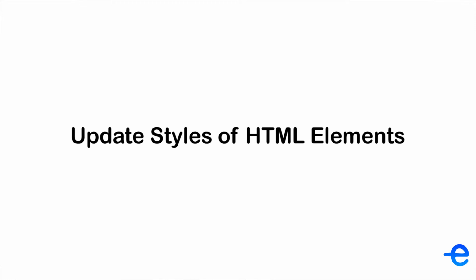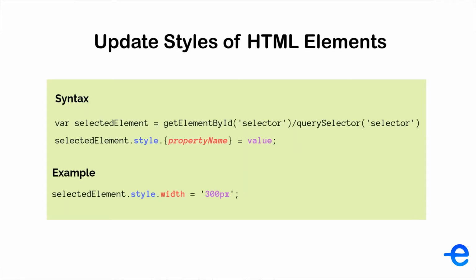In today's video, we will learn how to update styles of an HTML element. To update styles, we can use the style property of DOM. This is the syntax to add or update styles of an HTML element: selected element dot style dot property name, and we give it a value.